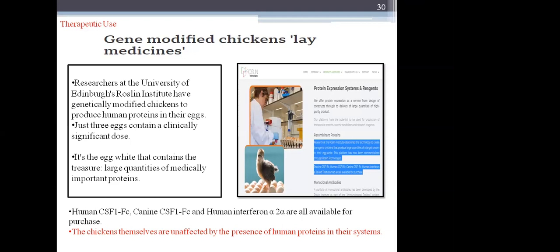These proteins are very expensive if we get them directly from human beings or animals, and they cannot be grown in vitro. So eggs have been found to be an easy way to get these proteins. Three eggs can contain a clinically significant dose, and these proteins are present in the egg white, and this institute is actually selling these proteins commercially. The chickens themselves are unaffected by the presence of human proteins in their system, but they can still produce them.